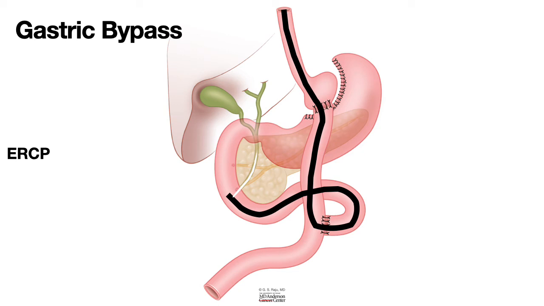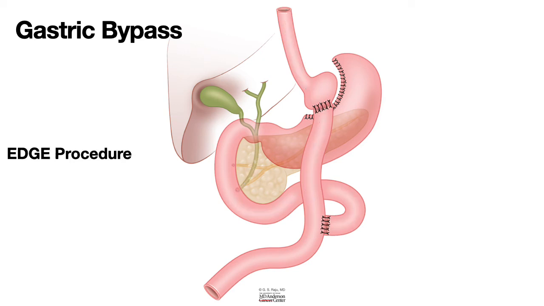So endoscopists have come up with a new technique called the EDGE procedure. This is endoscopic ultrasound directed gastrojejunostomy followed by ERCP. So how do we do this? There are two steps. In the first step, endoscopic ultrasound, and then create an anastomosis between the gastric pouch and the remnant stomach under ultrasound guidance and leave a stent.